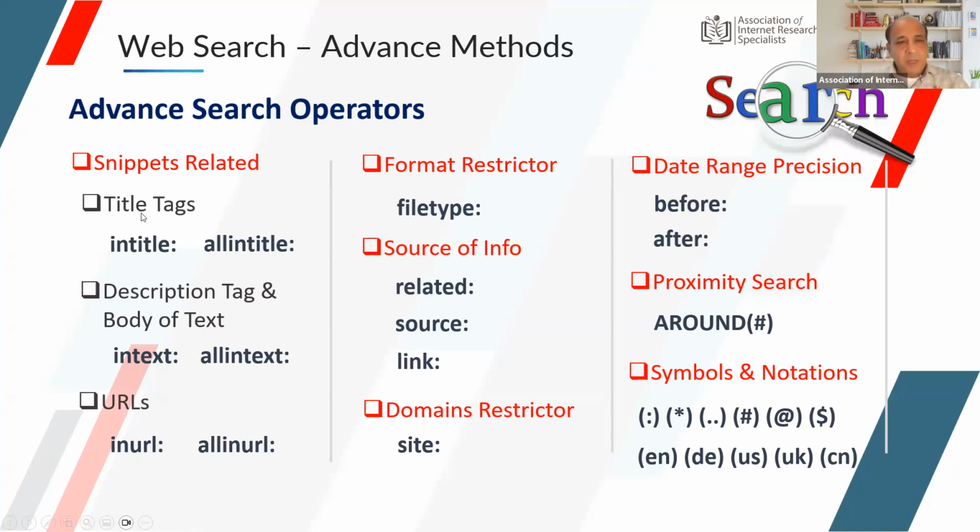The ones that query the tags, or whenever we say tags, we're talking about HTML tags. So whatever is inside of the title tag gets queried by using in title colon or all in title colon. Same way, description tag and body of text, which means deeper textual query, that's going to look up everything in the body of text of those pages. We'll be using in text colon, all in text colon.